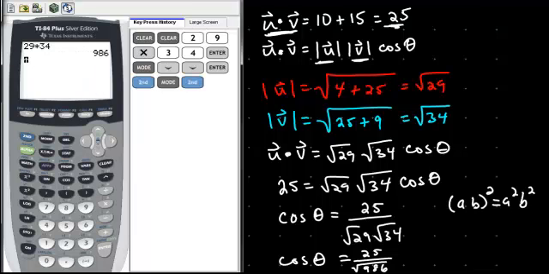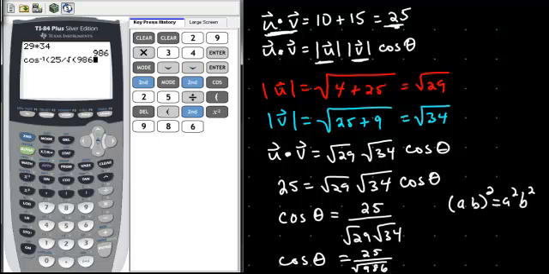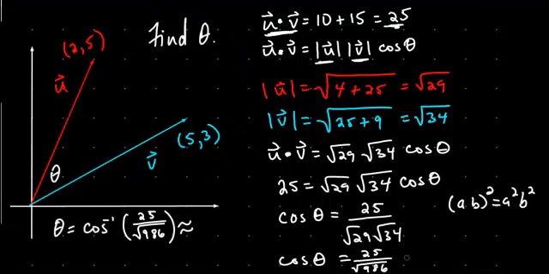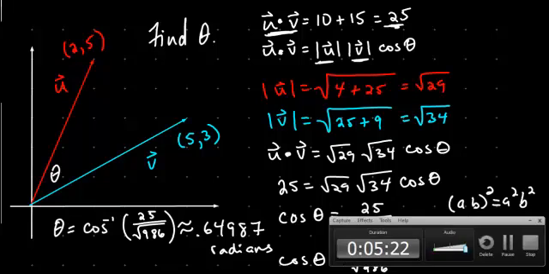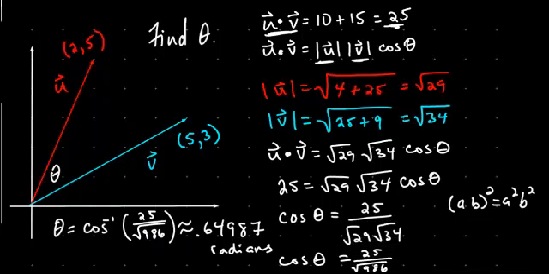So inverse cosine of 25 divided by the square root of 986 is about 0.64987, and that's in radians. So we have that theta equals 0.64987 radians.